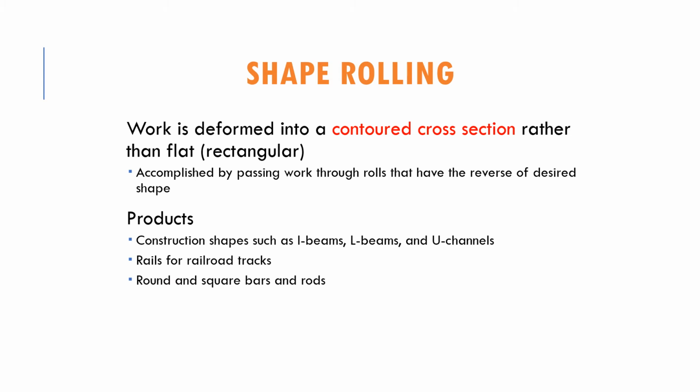The next point is shape rolling. Shape rolling is where the work is deformed into a certain contoured cross section rather than only a flat or rectangular shape. This is accomplished by passing the work through rolls that have the reverse of the desired shape, meaning the roller is shaped into the inverse of the shape that you want to create. The products usually created using shape rolling are I-beam, L-beam, U-channel, rail for railway track, and also round and square bar rods that I've shown in the previous slide.